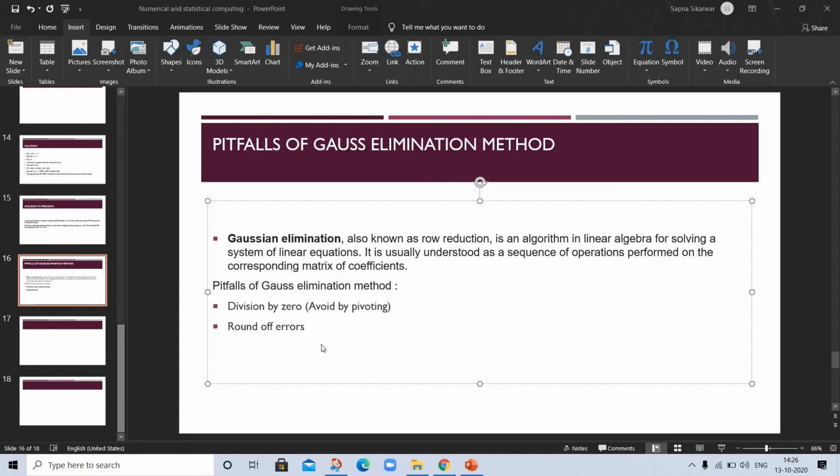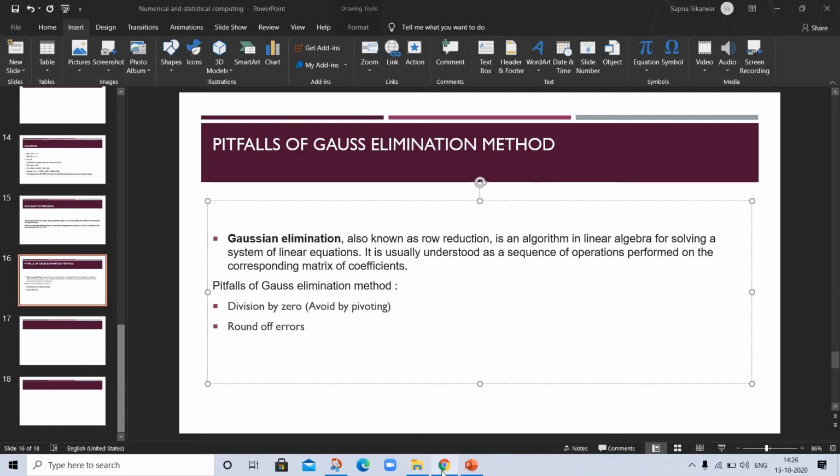So such an error, the round off error, if we are using only 2 digits after the decimal, there is a chance of round off error. So for avoiding it, we can take more than 2 digits, extra digits, or we apply partial pivoting to Gauss elimination. Gauss elimination method with partial pivoting can be used.